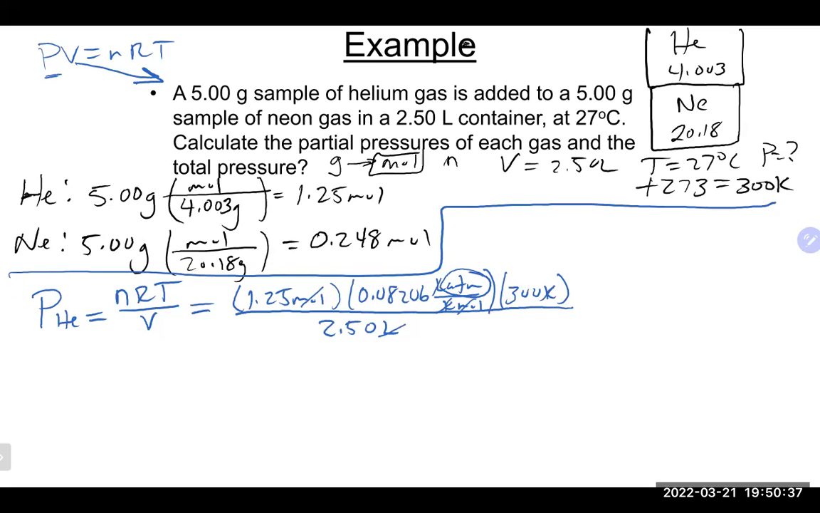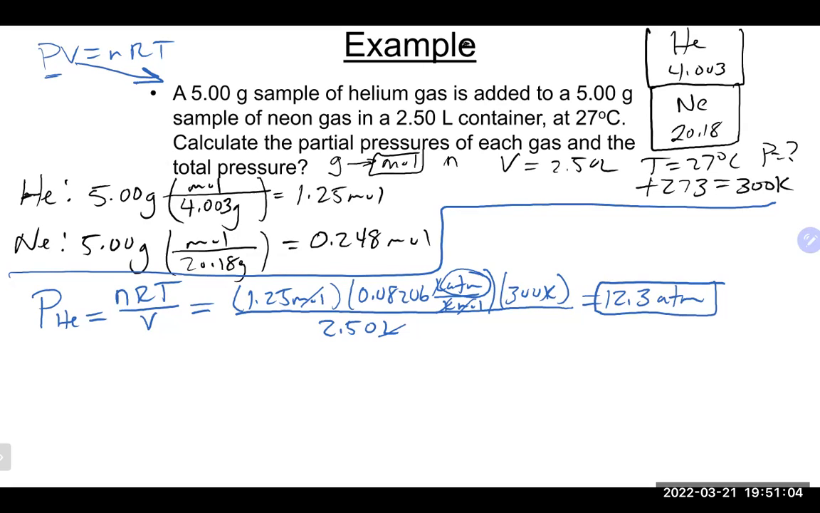That's going to be 1.25 times 0.08206 times 300 divided by 2.5, looking like 12.3 atmospheres. That 12.3 atmospheres would represent the partial pressure of helium in this case. So that is the partial pressure of helium. Any questions on that so far?